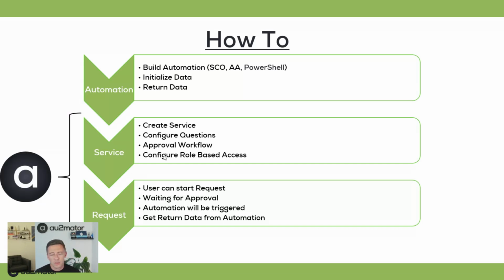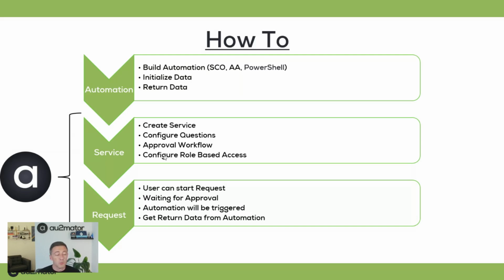From the admin side, you then create a service. You go to the au2mator portal, you create a service, you connect it to your automation, and then configure and build your questions. The questions can be dynamic, so they will be shown or hidden based on any previous answers. There are different question types, so you can build a very easy or complex, dynamic form. Everything that helps your users to enter the data as they need it for the automation.